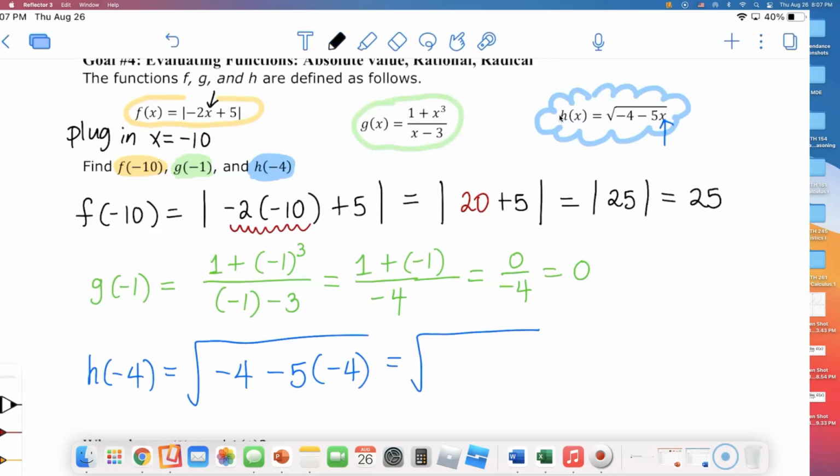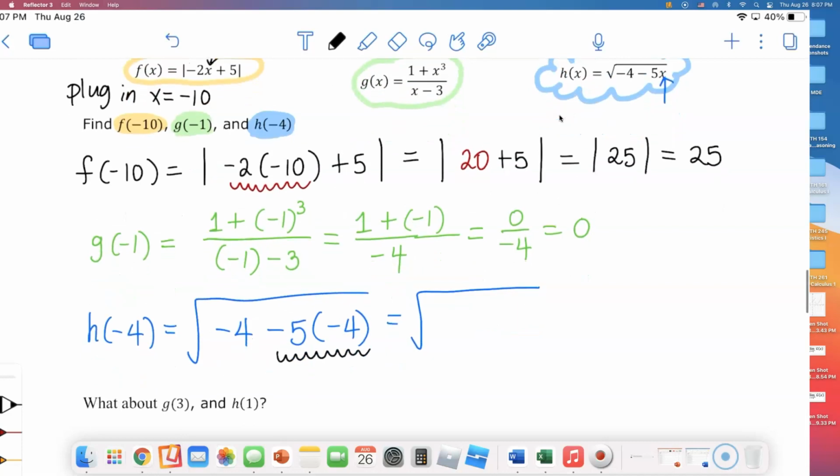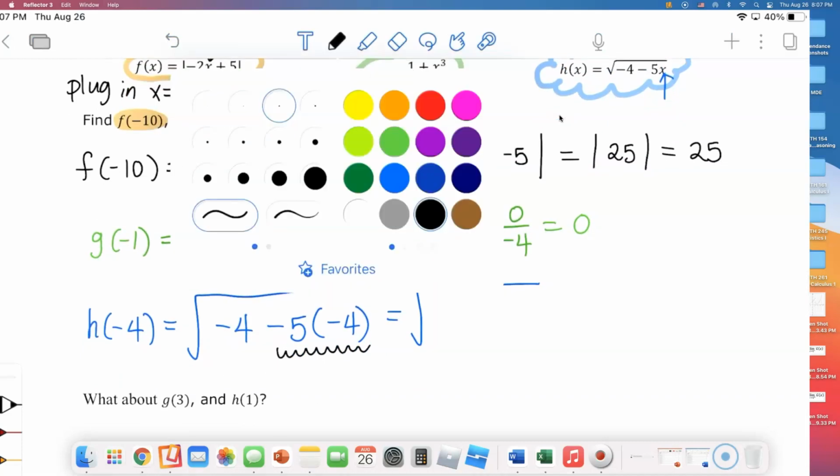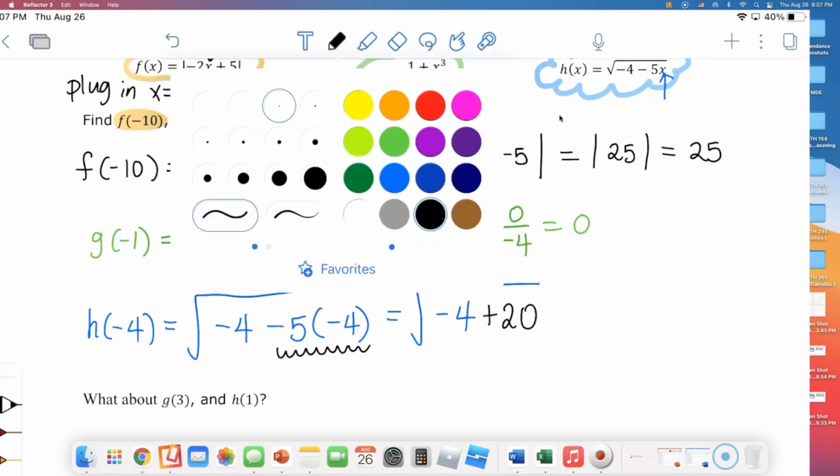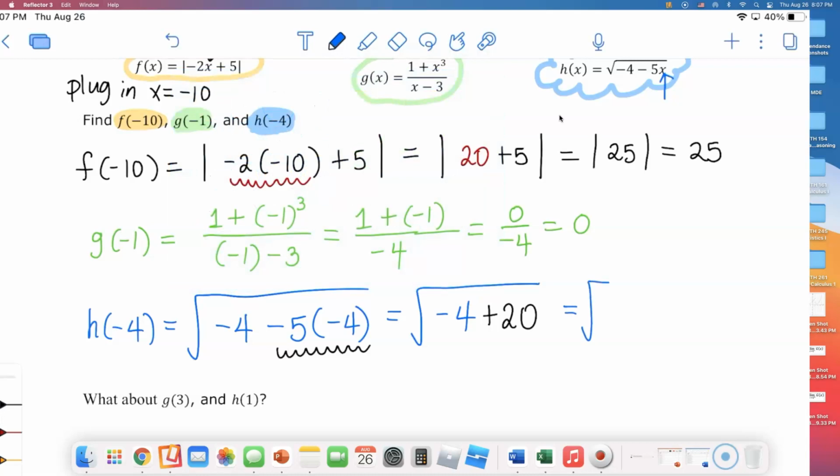Look, that's good news. Negative times negative is positive. So I will get -4 plus 20, right? Now this is the same as 20 minus 4, and 20 minus 4 is 16. And you know that's a perfect square. The square root of 16 is 4. Therefore, yay, this was a real answer. This was a real number.